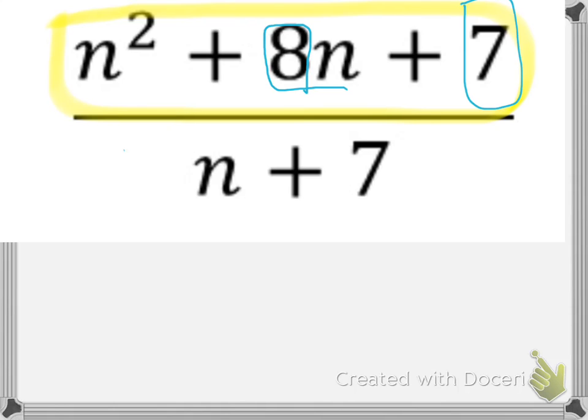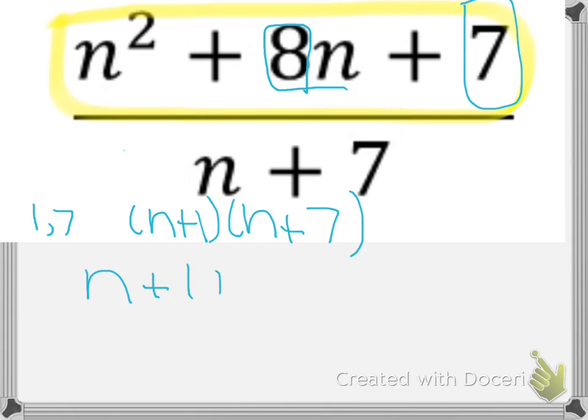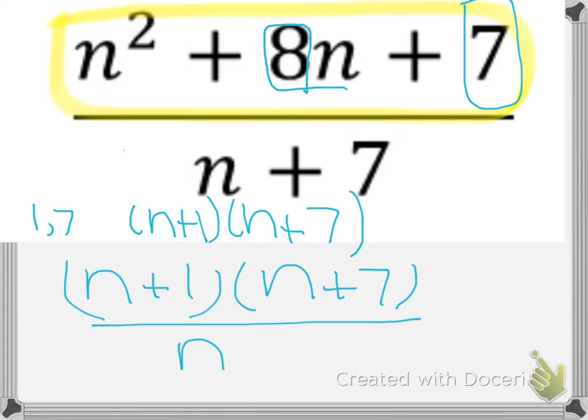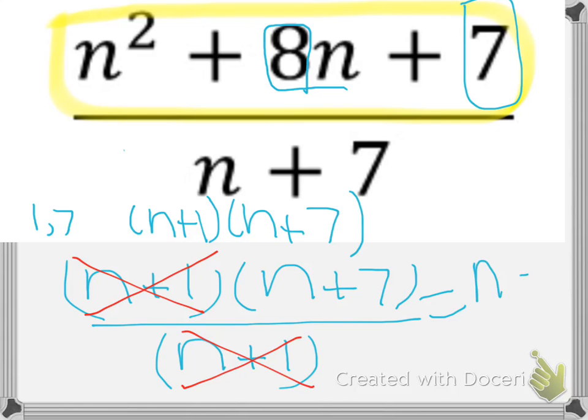and my factors have to be factors of 7. So what positive factors of 7 are going to add up to 8? Well, this is an easy one, because all I've got is 1 and 7. So my factors are n plus 1 and n plus 7. So when I rewrite this and resimplify it, I've got n plus 1 times n plus 7 all over n plus 1. And then from here, it's just a matter of canceling out. Well, what's the same on the top and the bottom? The n plus 1's cancel out. And so my simplified expression for this one is just going to be n plus 7.